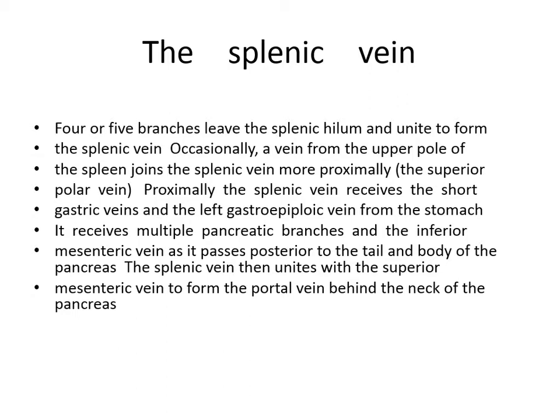The splenic vein. Four or five branches leave the splenic hilum and unite to form the splenic vein. Occasionally, a vein from the upper pole of the spleen joins the splenic vein more proximally. This is called the superior polar vein. Proximally, the splenic vein receives the short gastric veins and the left gastroepiploic vein from the stomach. It receives multiple pancreatic branches and the inferior mesenteric vein as it passes posterior to the tail and body of the pancreas. Then the splenic vein unites with the superior mesenteric vein to form the portal vein behind the neck of the pancreas.